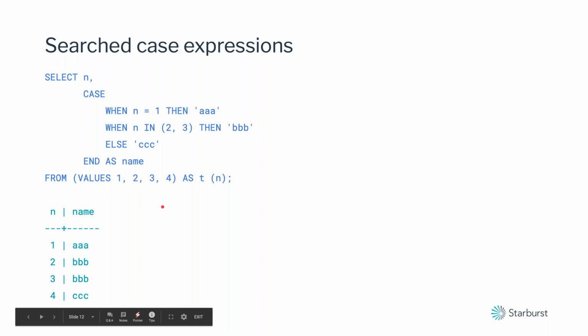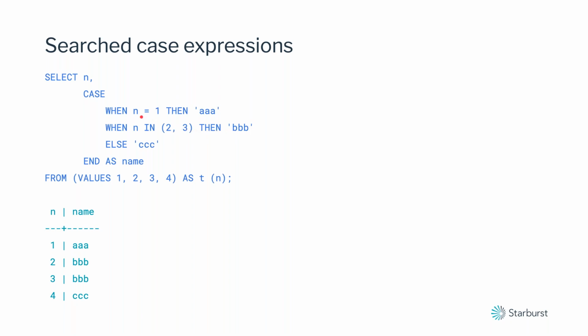And then the other form of it is more generic, where instead of passing in a value on the case keyword, the when conditions are arbitrary expressions. So we can just say when n equals 1, then do this. When n is in this list of values, do something else. And then we could have any number of when expressions here.